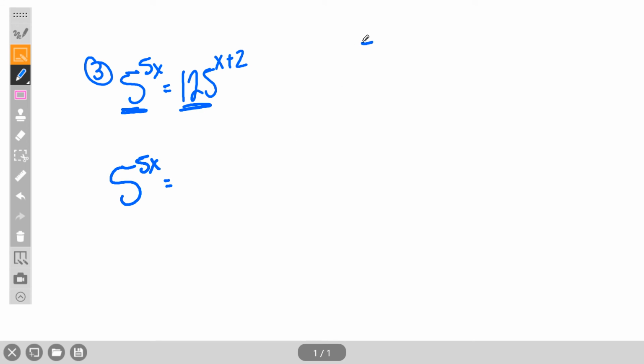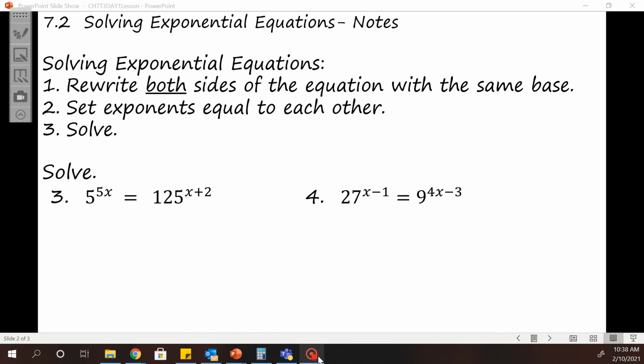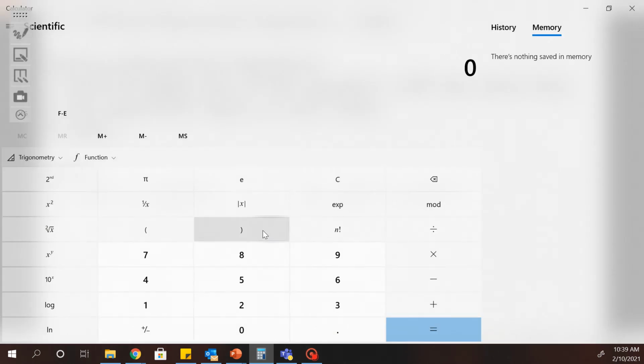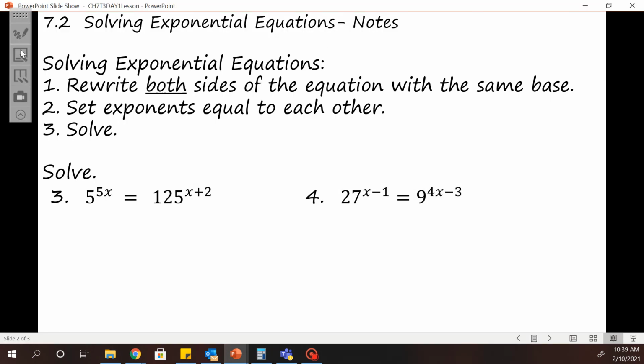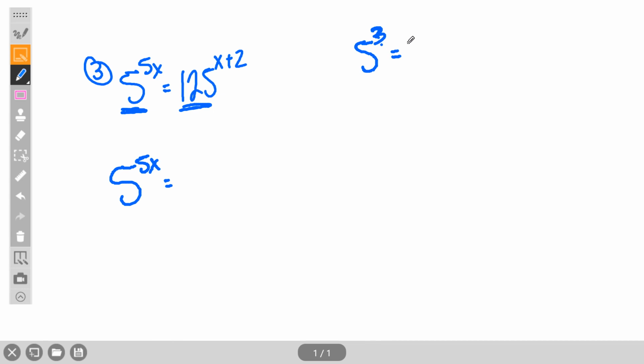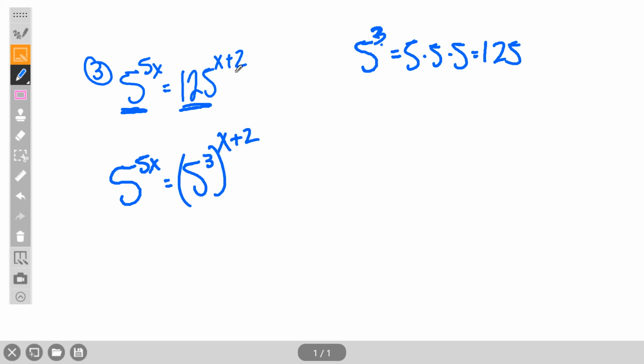Okay, so I'm going to figure out what power can I raise 5 to get 125. So I'll just start multiplying 5 together. 5 times 5 is 25, times 5 again is 125. So I would have to multiply it together 3 times. 5 to the third power, 5 times 5 times 5, which is 125. So I can rewrite 125 as 5 to the third power. Remember, it already has an exponent, though, of x plus 2.